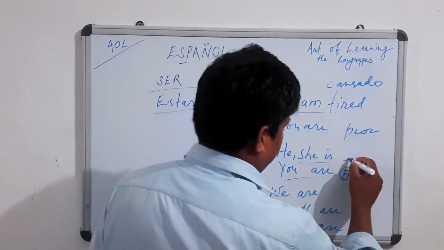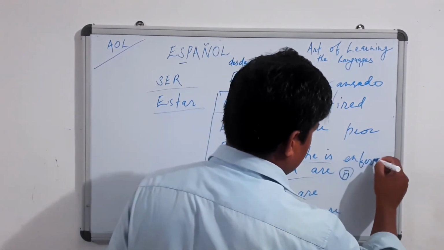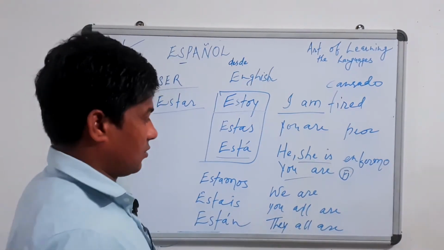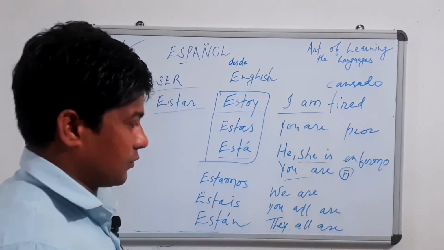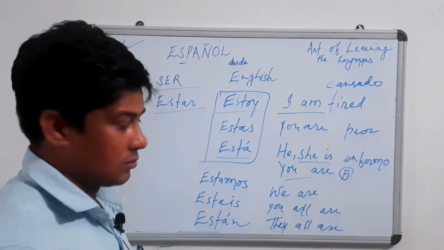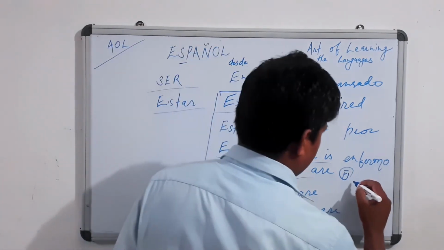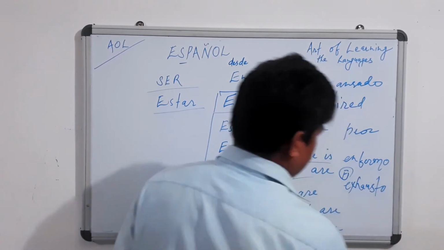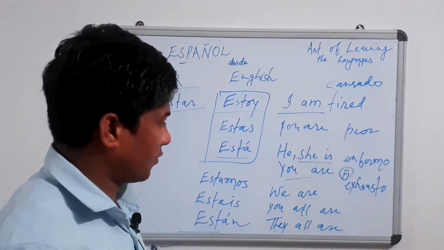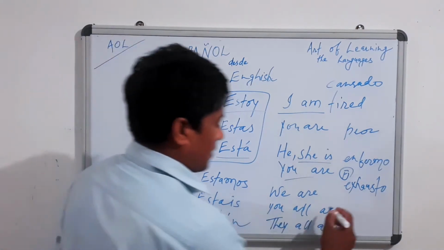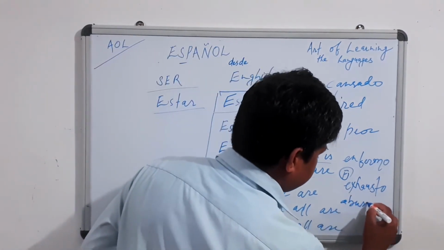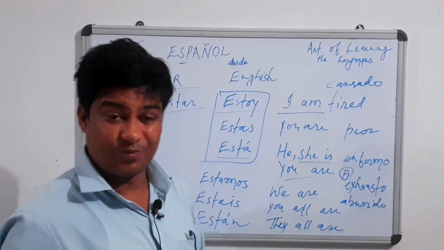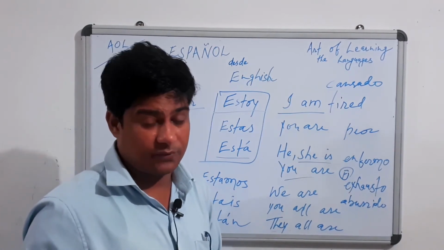So we can use enfermo. That means she is ill, or está un poco exhausto. She is exhausted. Exhausto. That means exhausted, tired, bored. Estamos aburrido. Aburrido. We are bored. We are tired of doing something and we are bored.